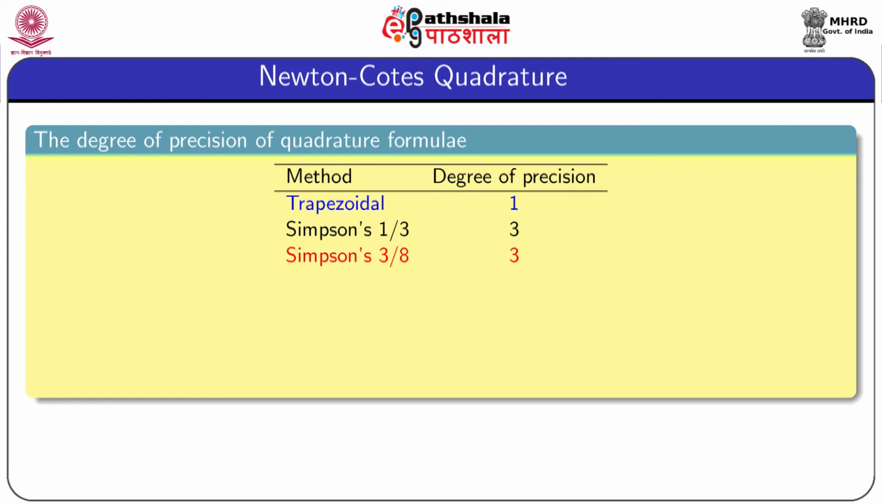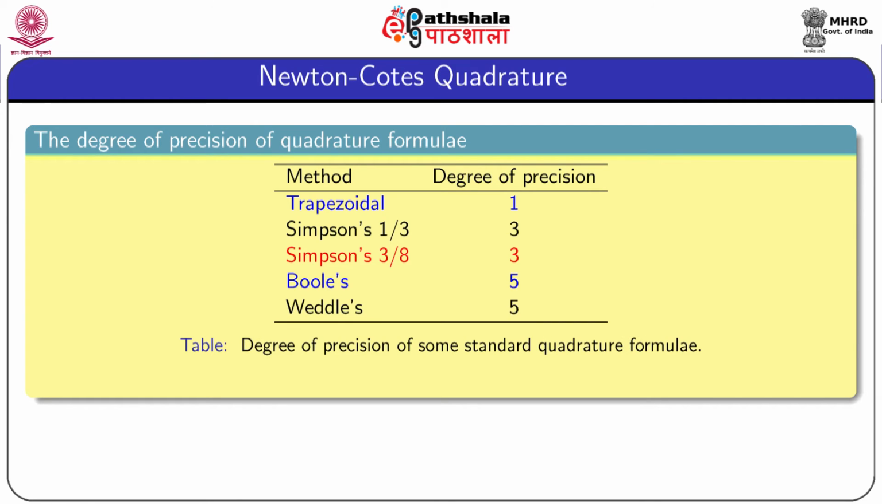The degree of precision of the Simpson 3/8 formula is 3, which is equal to the degree of precision of the Simpson 1/3 formula. The degree of precision of Boole's formula is 5, this is higher than the Simpson 1/3 formula, and the degree of precision of Weddle's formula is 5. That means Weddle's formula and Boole's formula give the correct answer if the integrand is a polynomial of degree up to 5. So, this table shows that Boole's and Weddle's rules give better results than the other formulas, that means the trapezoidal rule, Simpson 1/3 rule and Simpson 3/8 rule.